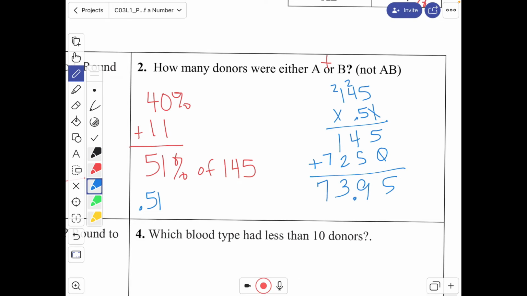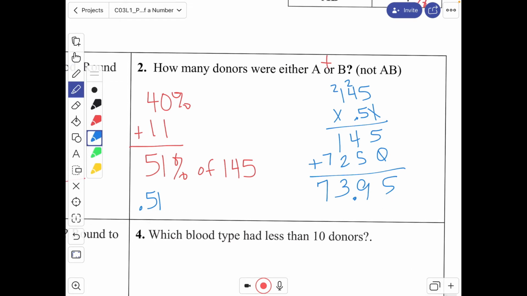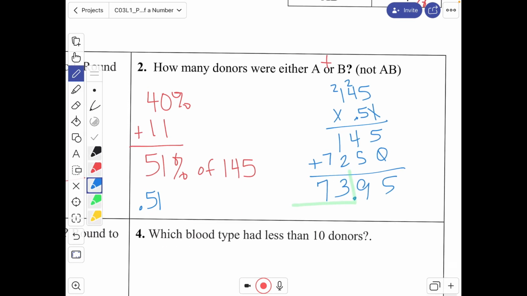You should have gotten 73.95. And again, we're dealing with humans, so we want to round that to the nearest whole number. So that would round to 74 donors.